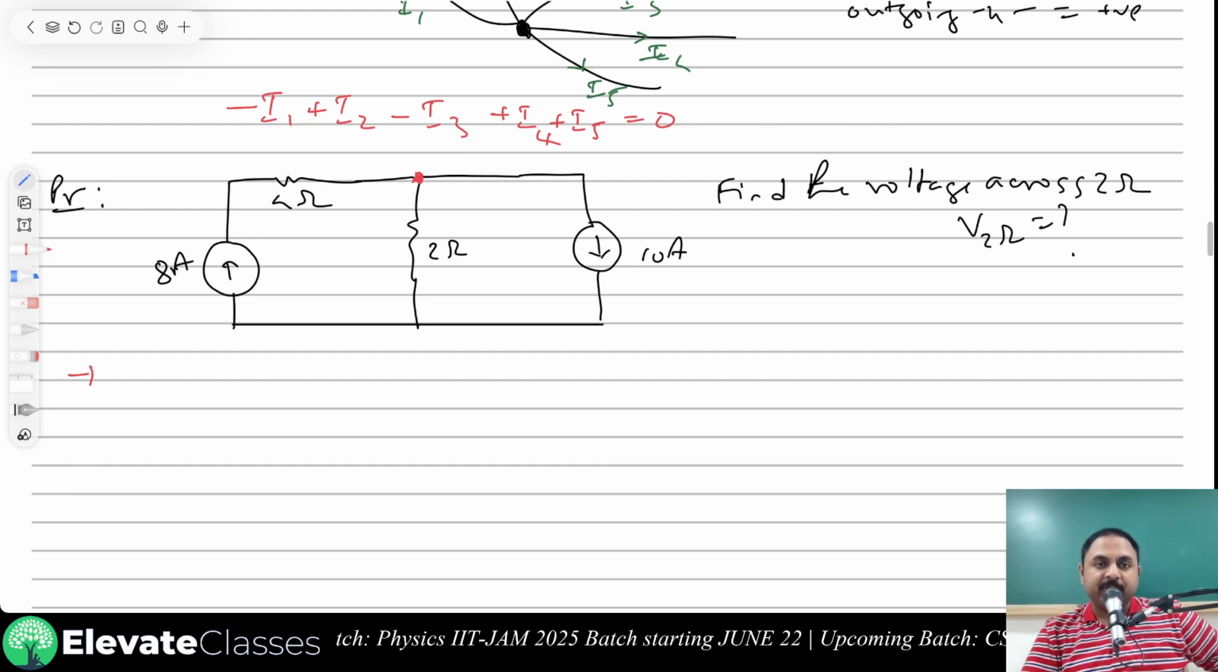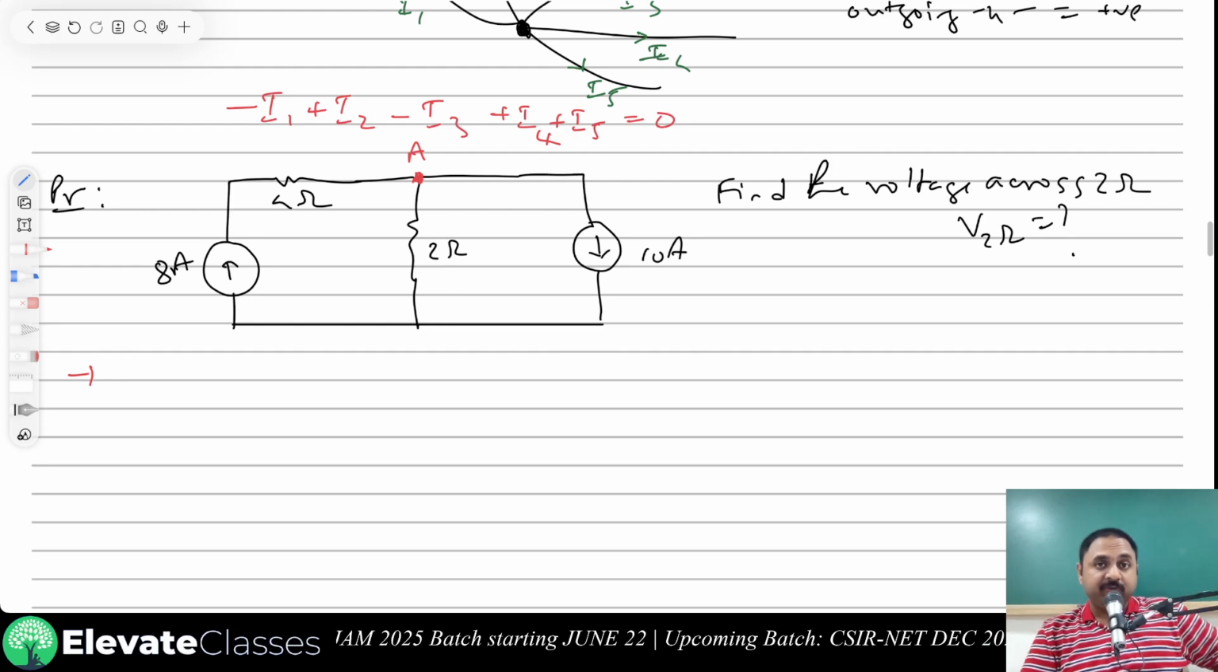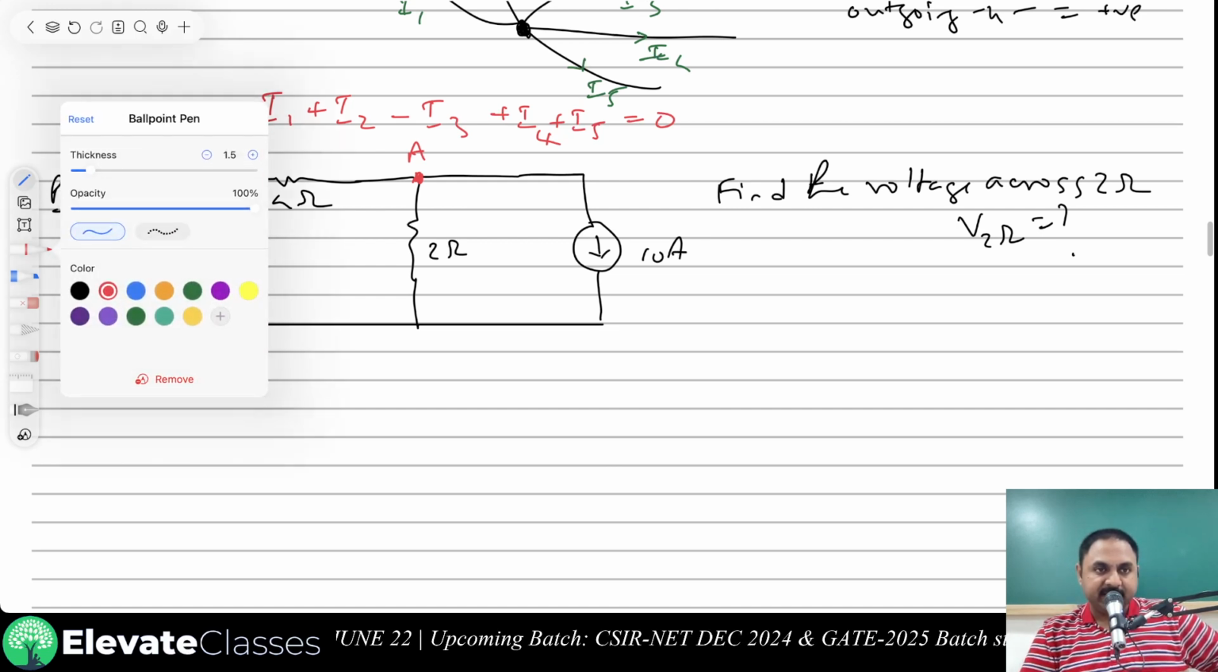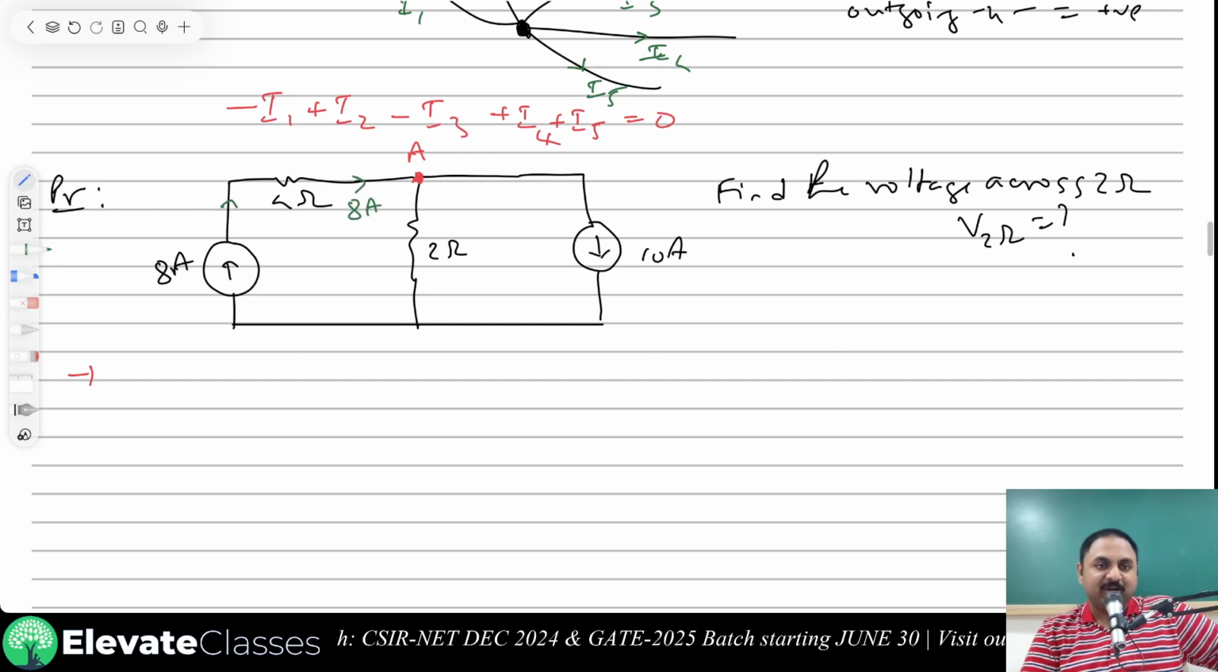Now let's call this point A. I want to apply KCL. So what is the first current coming in? See, this 8 amperes is coming in, right? This 8 amperes is what is coming in. It's not something we are calling, it's given. This is 10 amperes, this is coming out. That means this current is also 10 amperes. This is 10 amperes, this is 8 amperes.